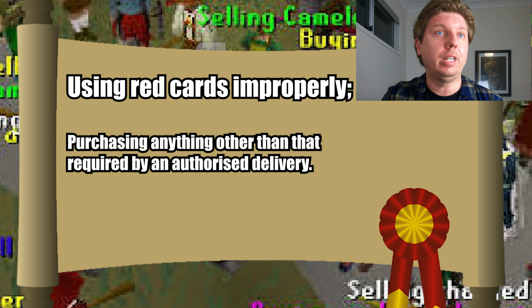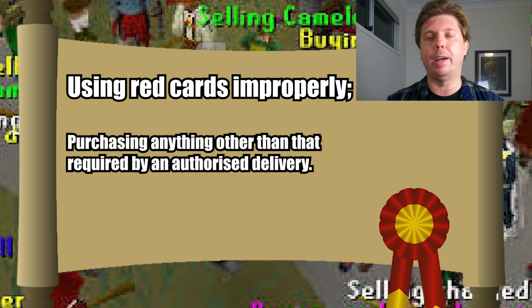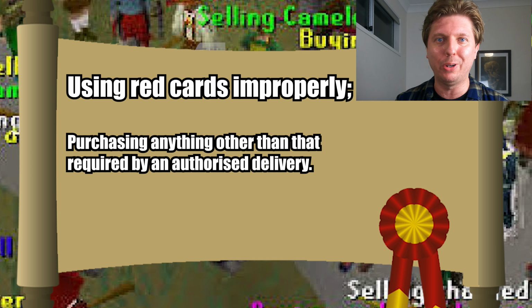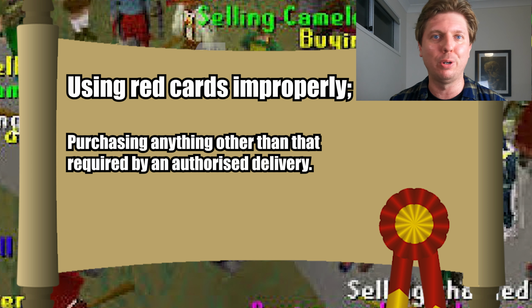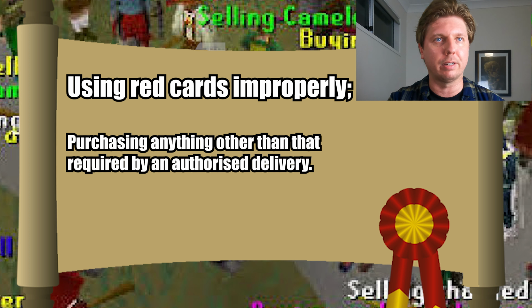Using red cards improperly. So purchasing anything other than that's required by an authorized delivery. So no scanning through extra bottles of Coke, no scanning through like a couple of groceries for yourself when you're doing some shopping on the red card. No doing that, guys. So that's theft. They'll deactivate you for that.